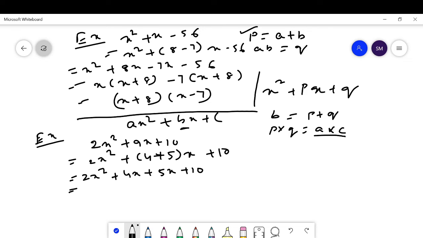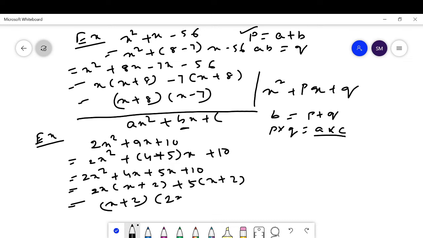From these two terms, taking 2x common, here is x plus 2. From these two terms, taking 5 common, here is x plus 2. x plus 2 is the common factor in the two terms. Then take x plus 2 out. What is left? 2x plus 5. This is the factorization form of the algebraic expression 2x square plus 9x plus 10.